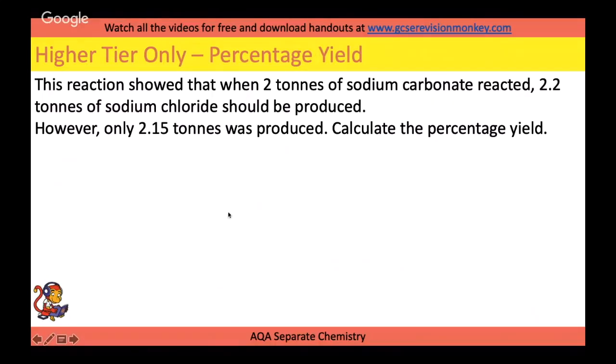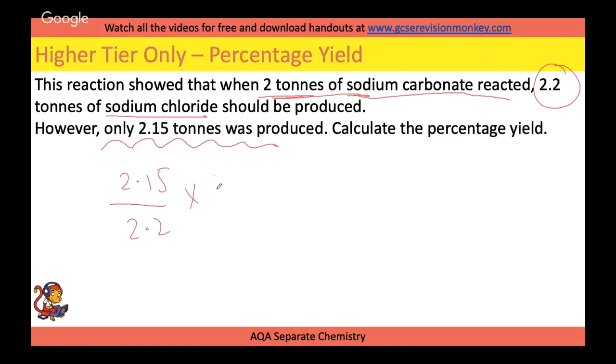So percentage yield, start off nice and easy then. Percentage yield is just a percentage. Okay, whenever you do a chemical reaction, you're not going to get 100% yield. So let's say you reacted 2 tons of sodium carbonate and you should have produced 2.2 tons of sodium chloride, theoretically, but you only produced 2.15 tons, your percentage yield would be 2.15 divided by 2.2 times 100. Okay, so that would give you your answer of 97.7%. Okay, so that's the percentage yield.